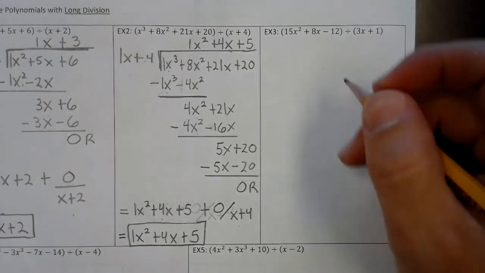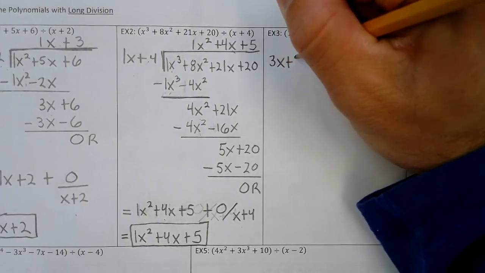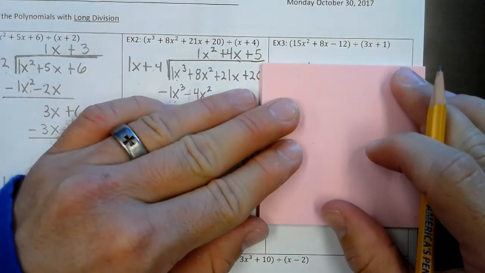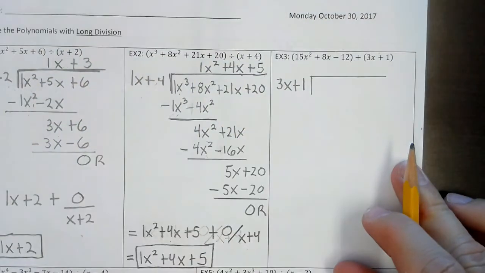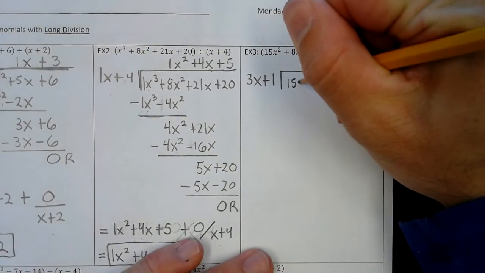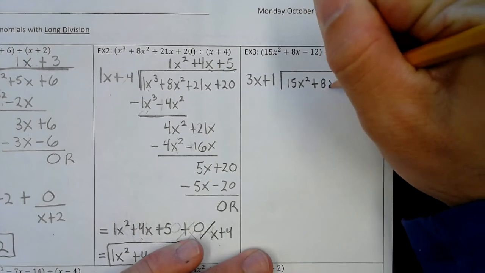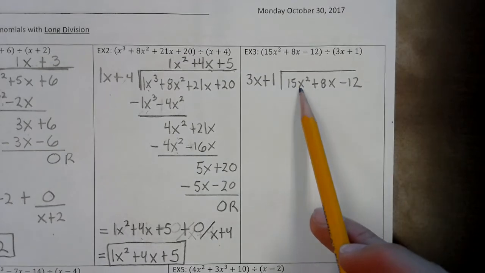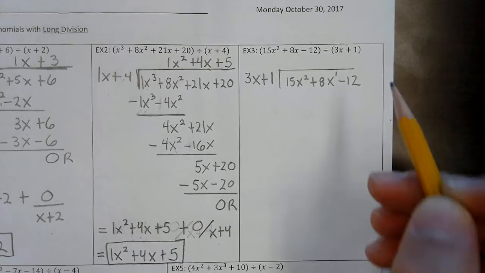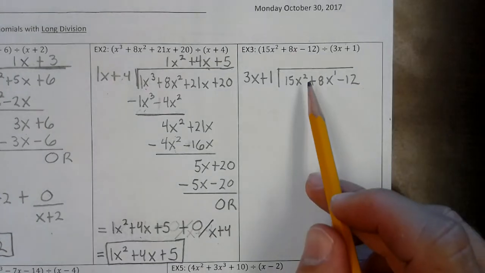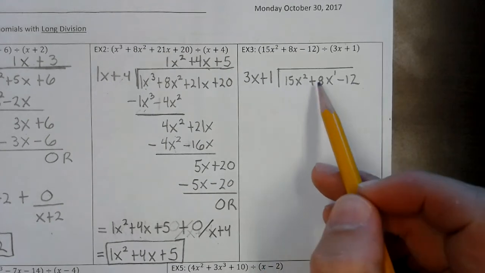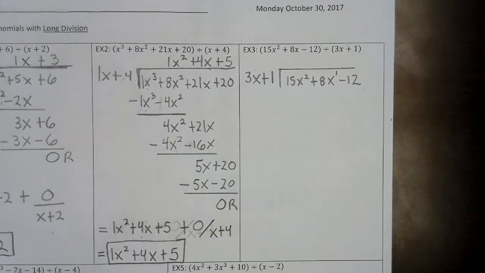All right, example 3. 3x plus 1 divided into 15x squared plus 8x minus 12. Now, something I haven't explained because it's all been in order, but whenever you're dividing, the exponents have to be in order from least to greatest. So 2, 1, and then constant. Okay, and you can't skip any. So if you're missing an x, you'd have to have 0x. If you're missing, so you have to have an x squared and x and so on. Okay, and that's going to be important when we get to example 4 and 5.